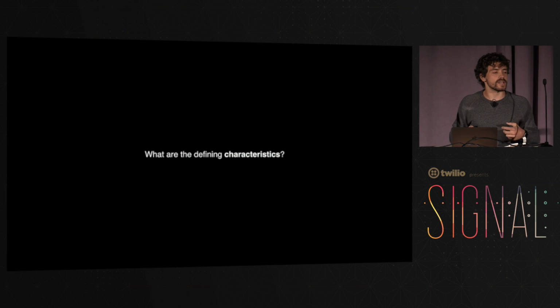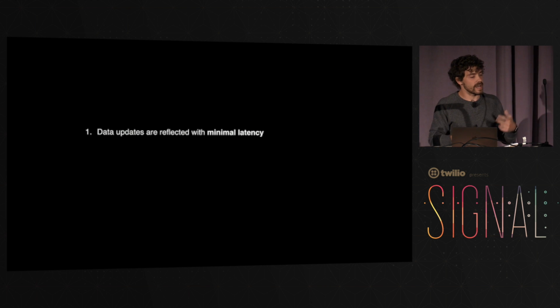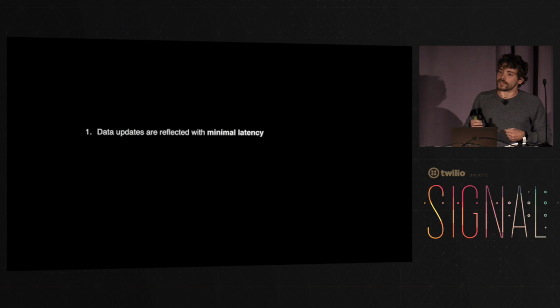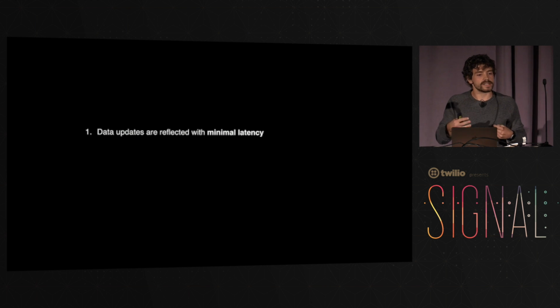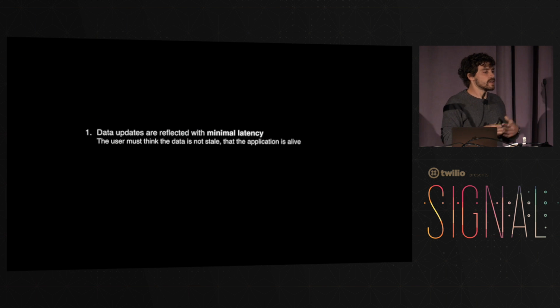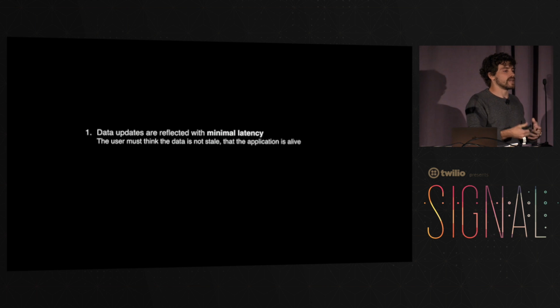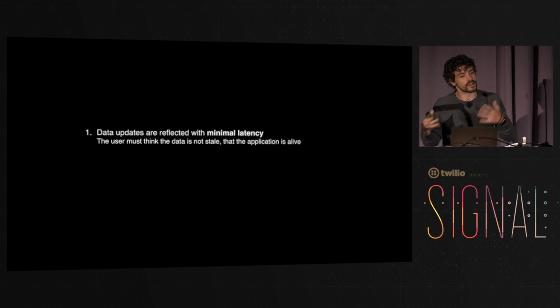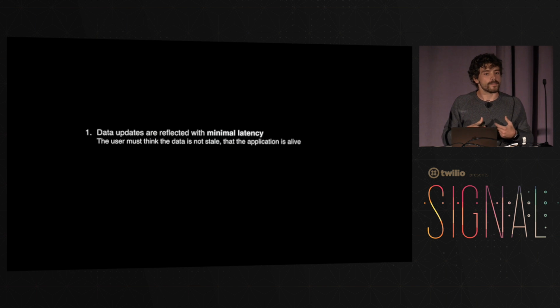So I've come to the conclusion that it has to do with two fundamental things. One is showing data updates to the user with minimal latency. This has to do with the networks that are in place and the communication channel that is established between a user and the server. So the user has to think that the application is alive, that the data they're looking at is not stale.